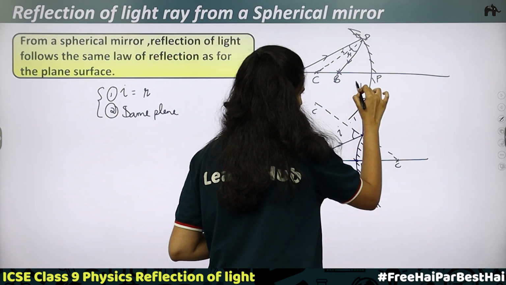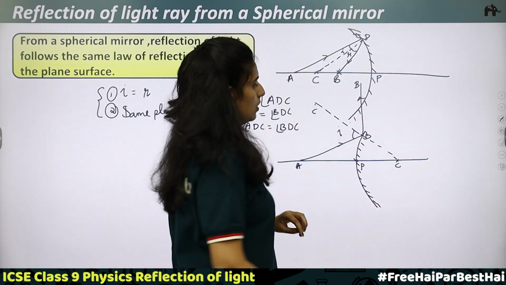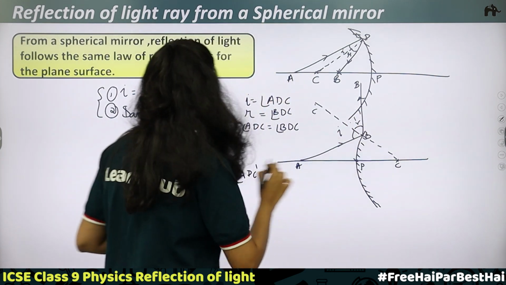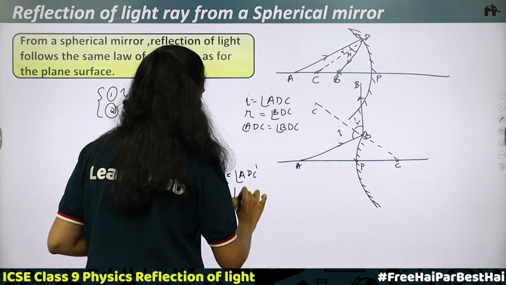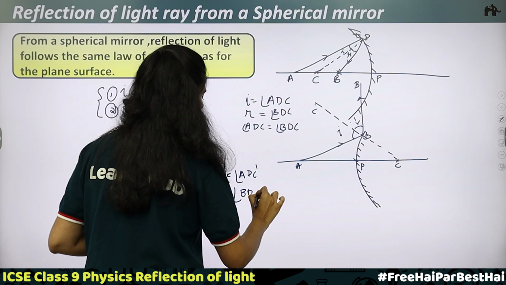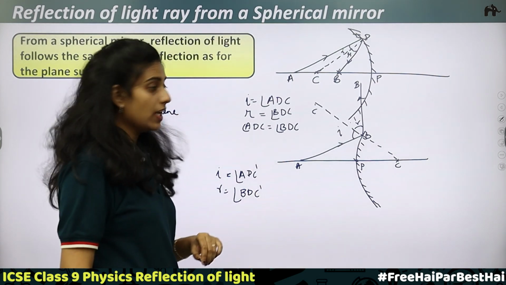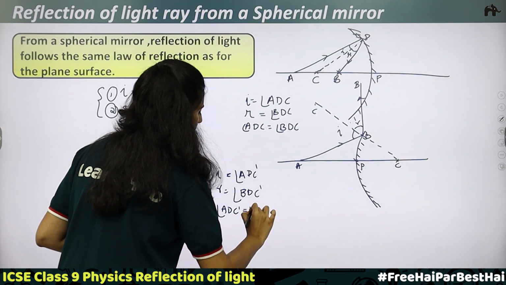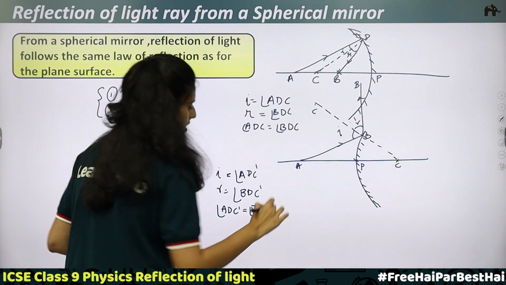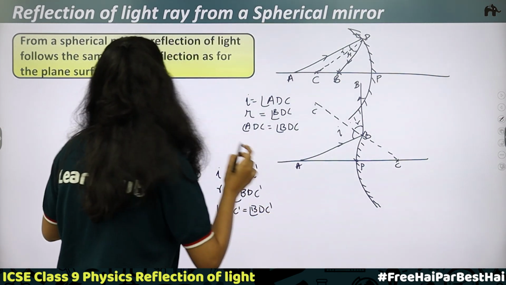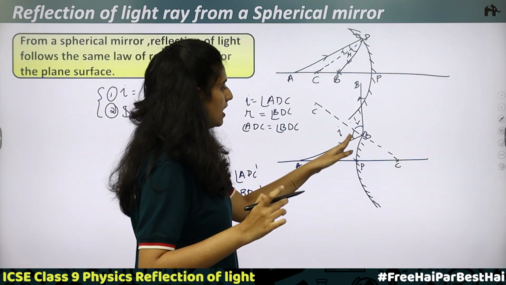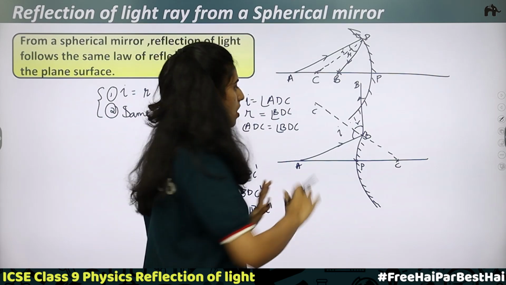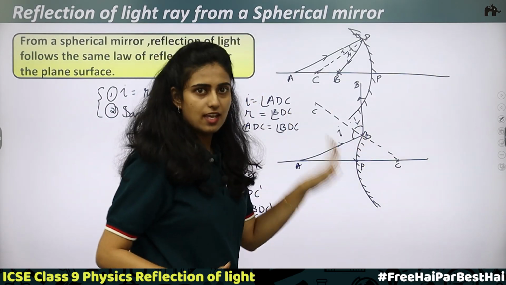This is your reflected ray. This is the angle R. So, here R is equal to angle BDC dash, and angle ADC dash is equal to angle BDC dash. So, here again you can check, the reflected ray, incident ray, and normal at the point of incidence all lie on the same plane.